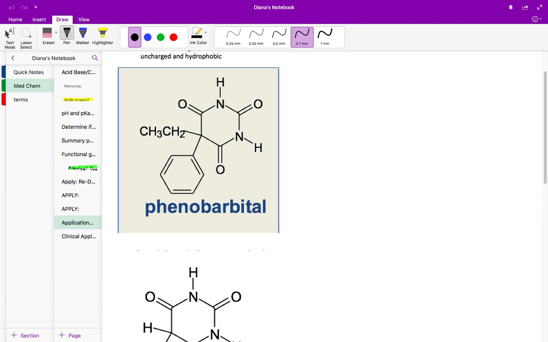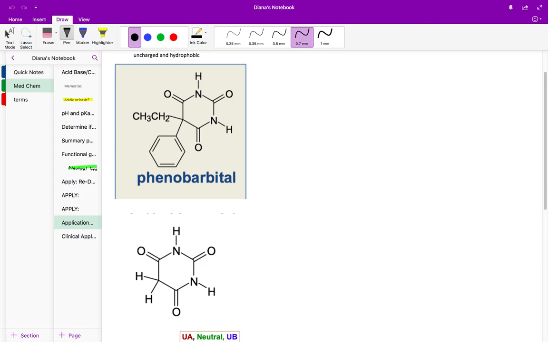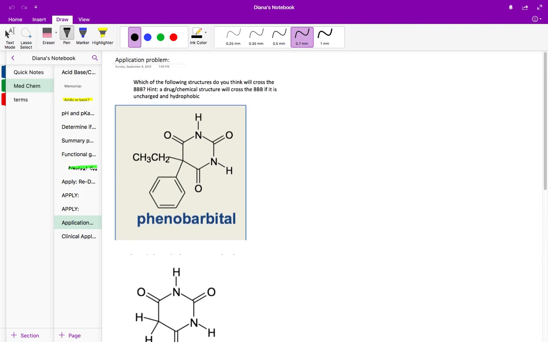So take a look at these two structures. If you want to pause the video, see if you think phenobarbital, or this structure down here, which I believe is called barbituric acid, it's what phenobarbital is derived from. So looking at these two structures, which one do you think will more readily cross the blood-brain barrier and why? Okay. And so let's say again we're talking about a pH of 7.